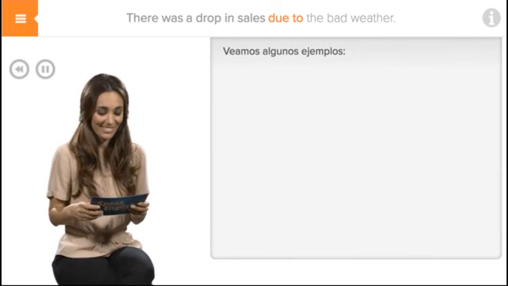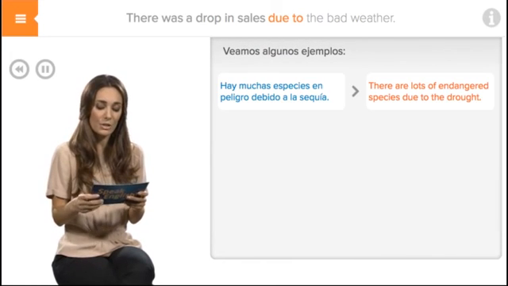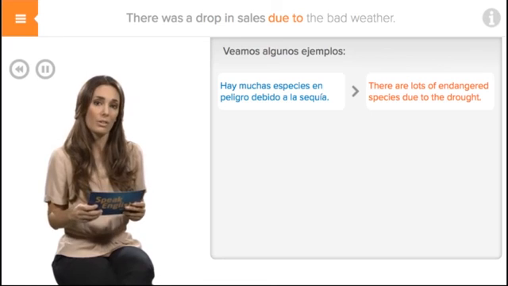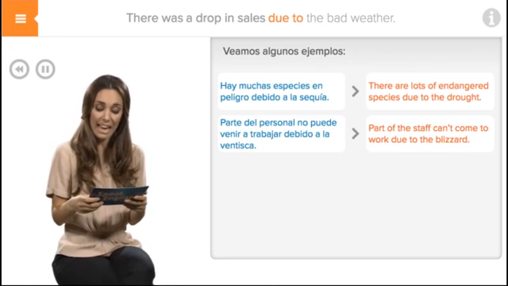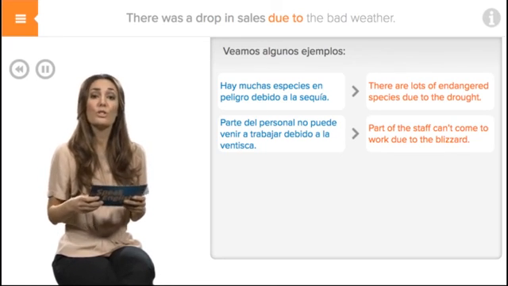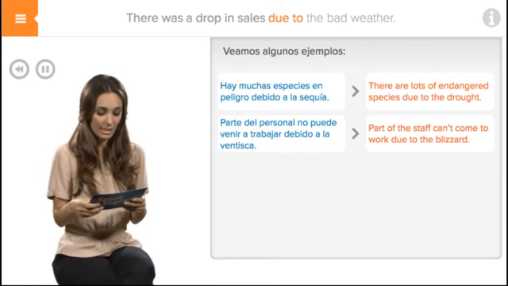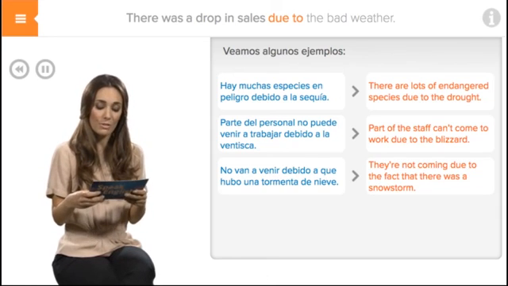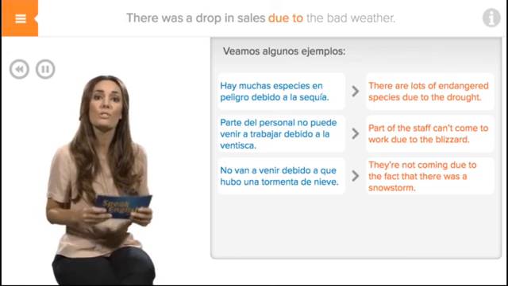Veamos 3 ejemplos. There are lots of endangered species due to the drought. Part of the staff can't come to work due to the blizzard. They're not coming due to the fact that there was a snowstorm.